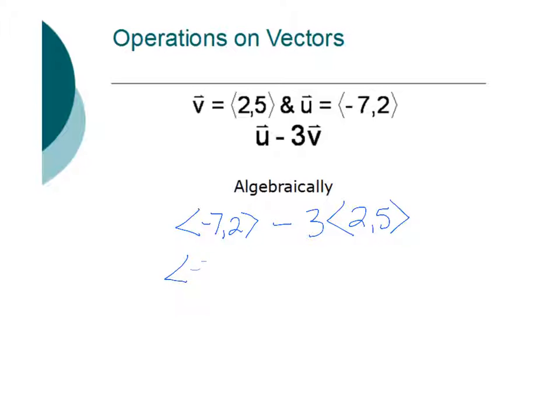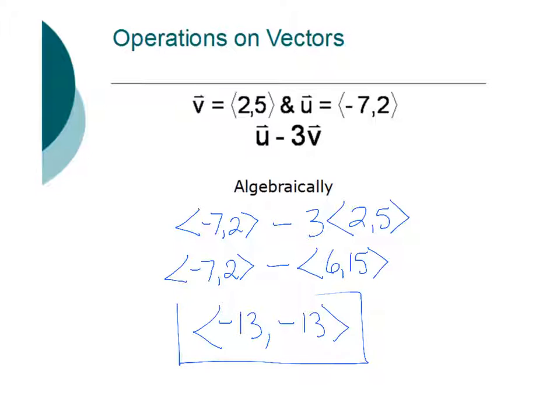All right, first thing I'm going to do is go ahead and get rid of that 3. Let's go ahead and distribute that into the vector. That's going to turn that into a 6, 15 vector. And once I've got it down to 2 component forms, I'll go ahead and just do the subtraction. -7 minus 6 is -13. 2 minus 15 happens to also be -13. There's my resultant right there.